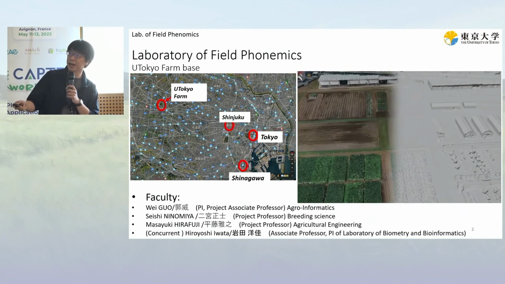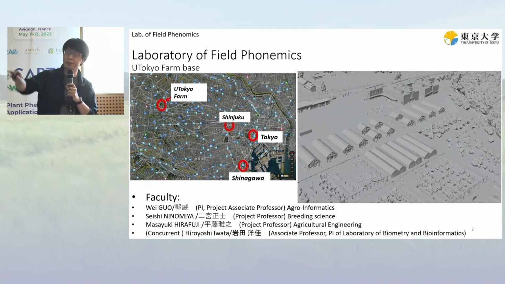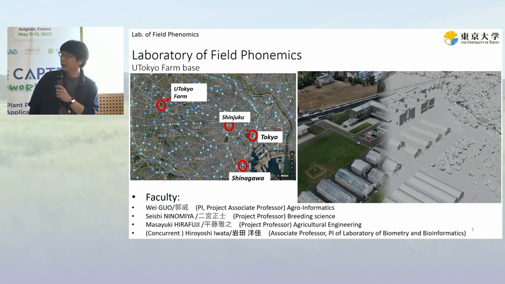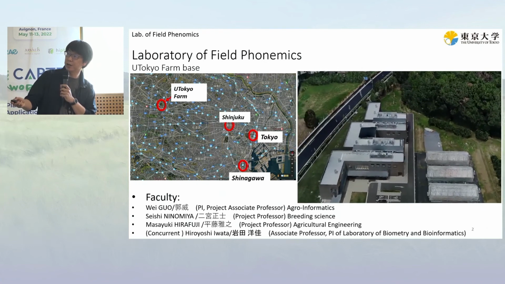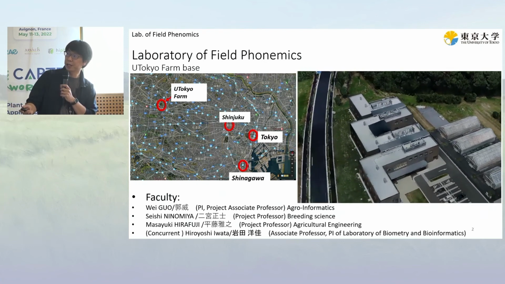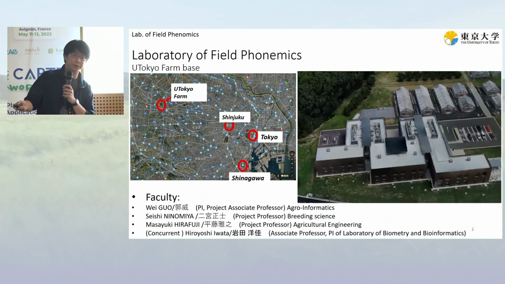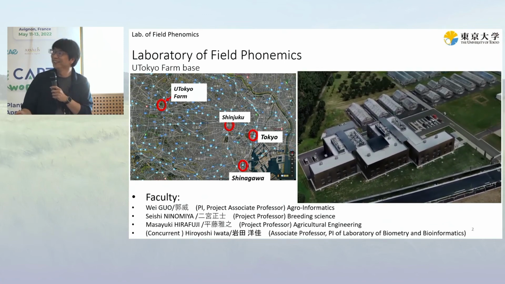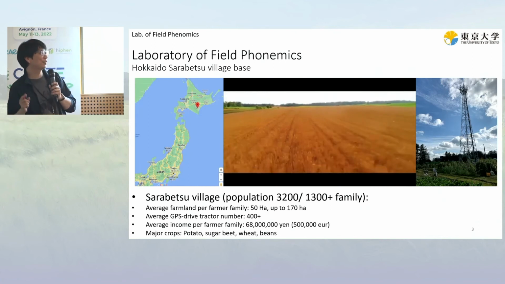And this is a digital farm, a digital twin that we made for this field. This is a brand new building of our campus. The money comes from the fact that they sold the land to the government to build this road.